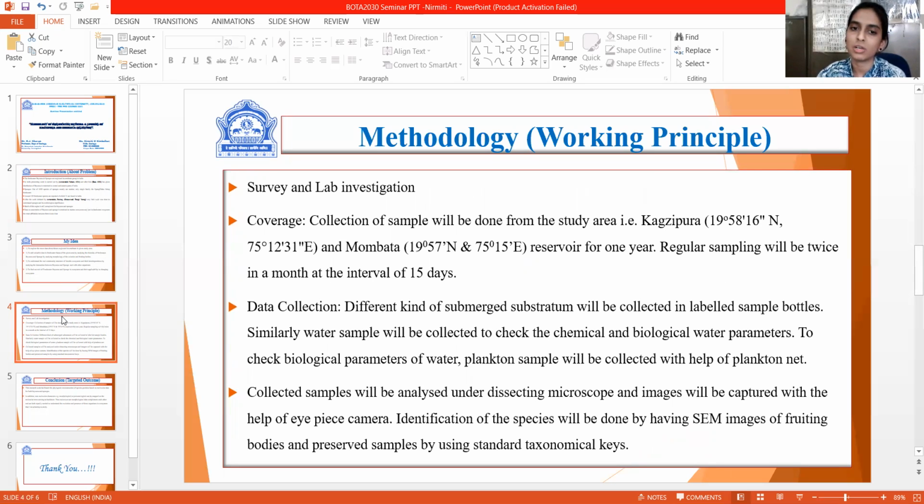To check biological parameters of water, plankton samples will be collected with the help of a plankton net. Collected samples will be analyzed under a dissecting microscope and images will be captured with the help of an eyepiece camera. And then identification of species will be done by having scanning electron microscopic images of fruiting bodies and preserved samples, by using standard taxonomical keys.